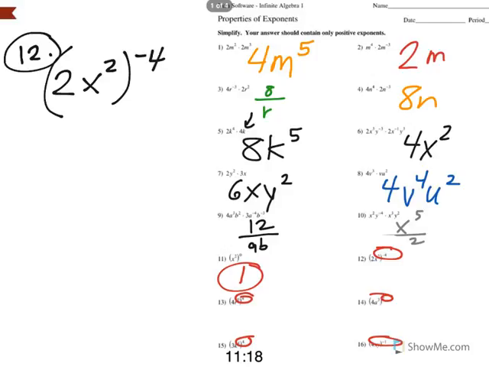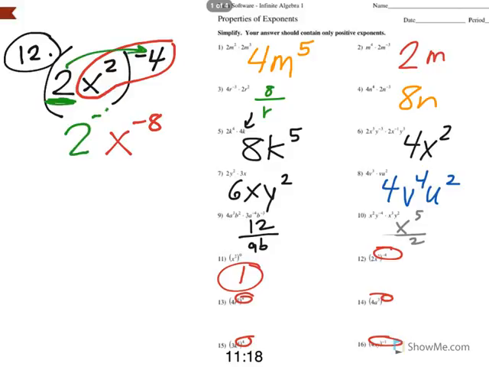Okay, we'll deal with the negative for now, and then we'll worry about making it more simplified at the end. This part we just studied, right? Power to a power, this is going to be x to the negative 8, but we really didn't study this coefficient part. So let's talk about the coefficient. It's 2 to the power of negative 4. So we have 2 to the negative 4th and x to the negative 8.